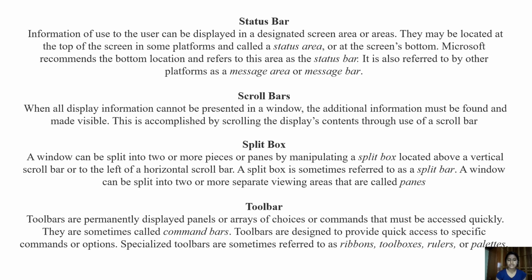Split box. A window can be split into two or more pieces or panes by manipulating a split box located above a vertical scroll bar or to the left of a horizontal scroll bar. A split box is sometimes referred to as a split bar. A window can be split into two or more separate viewing areas that are called panes.